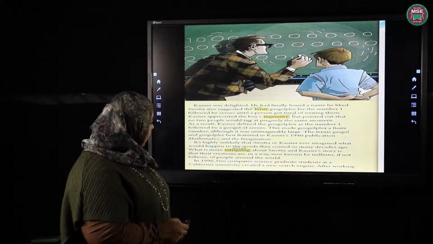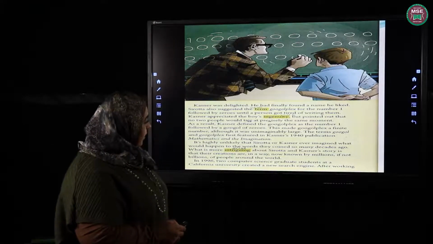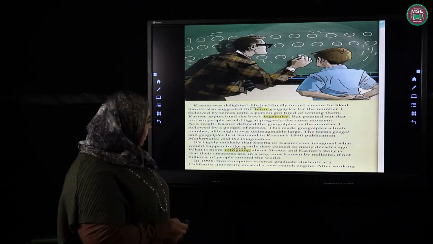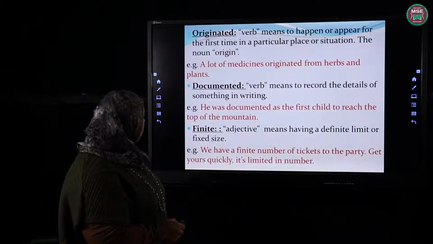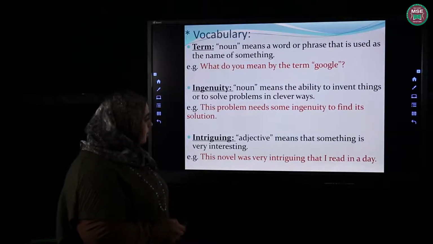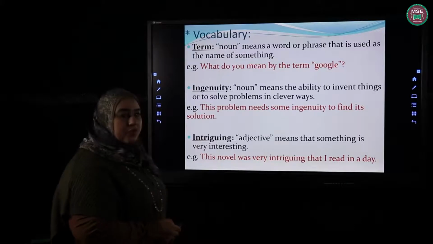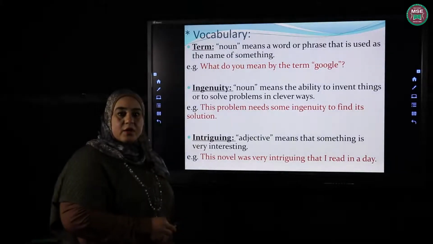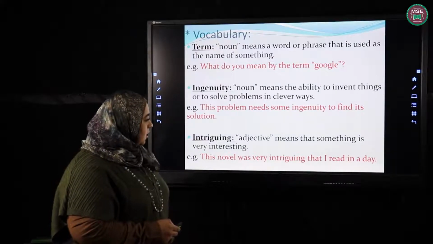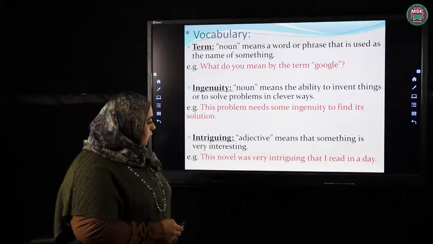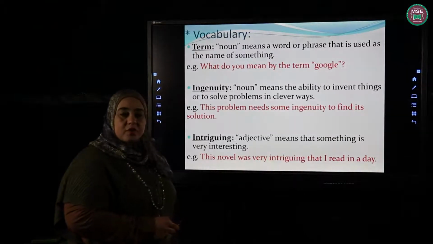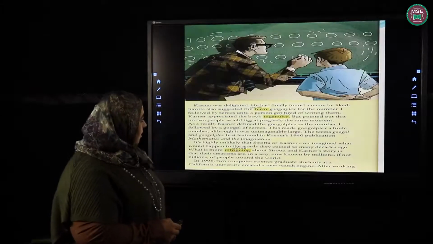What is more intriguing about Sirato and Kasser's story is that their creations are in a way now known by millions. Intriguing is an adjective, means that something is very interesting. This novel was so intriguing that I read it in a day. It was very interesting, so I read it in a day.